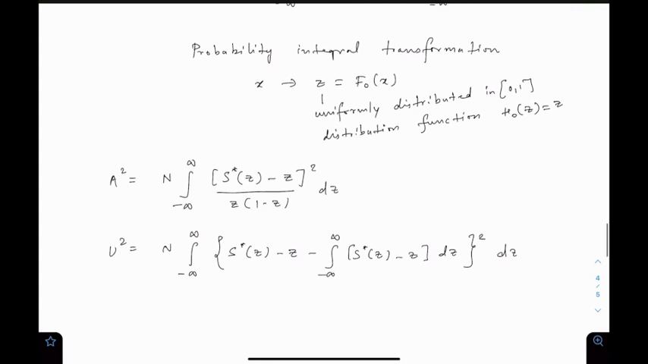So as a final example, we'll discuss what is known as Neyman's smooth test. This is different from those discussed so far in that it parameterizes the alternative hypothesis.